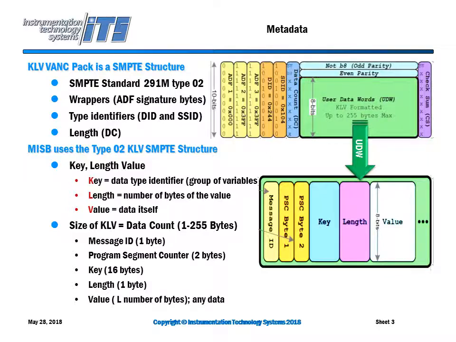They include those wrappers as I described. But what's really important is the user data word. This is the place where the KLV packet is defined to exist, and the content of this is what we get to use for data space. And it can be a general purpose data space, as we'll learn as we go.